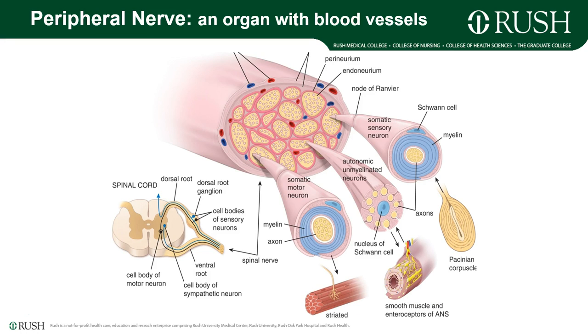So moving a little bit more in detail about the peripheral nerve itself, one thing to remember is that peripheral nerve is an organ by itself. So it has cells of the neuron component as well as connective tissue and blood vessels as well. So this diagram depicts that in an overview.